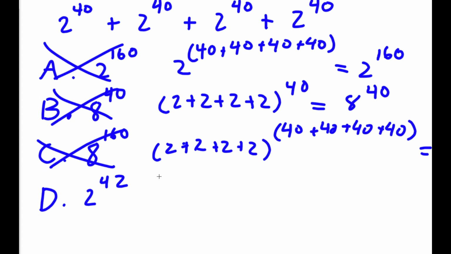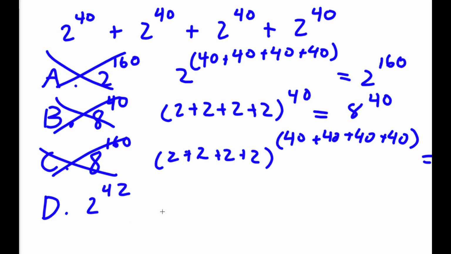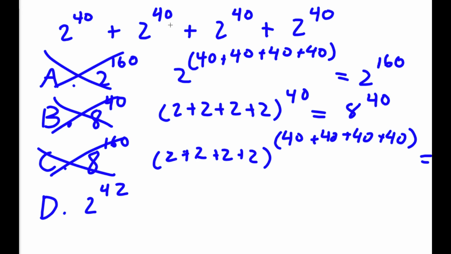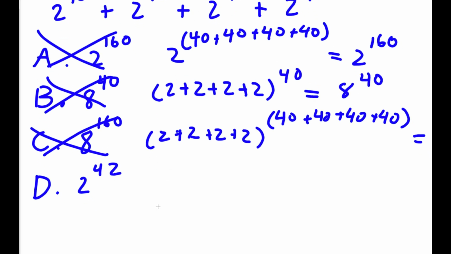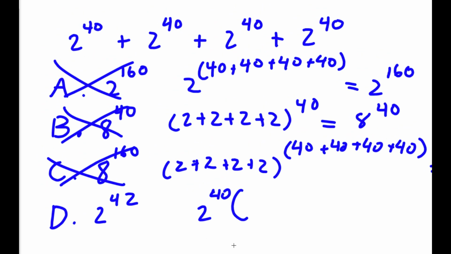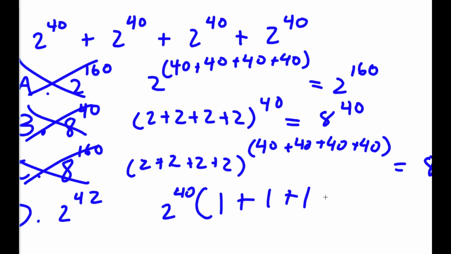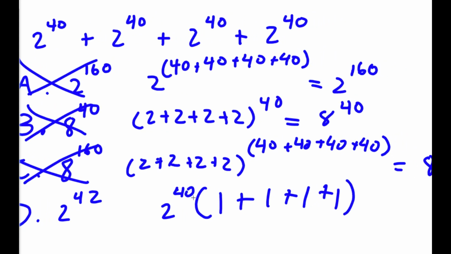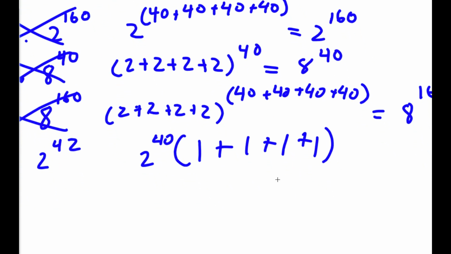So now finally we have option D, which is 2 to the power of 42. And how they got this is, first, from this, they factored out 2 to the power of 40. So they got 2 to the power of 40 times. Now, 2 to the power of 40 divided by 2 to the power of 40 is 1 plus, again, 1 plus 1 and plus 1. So they have 2 to the power of 40 times 1 plus 1 plus 1 plus 1.